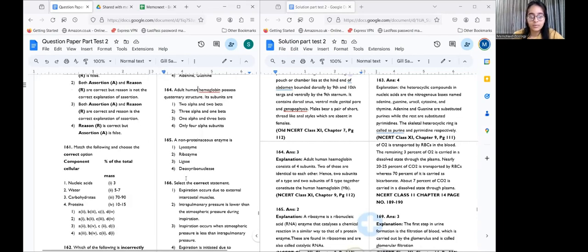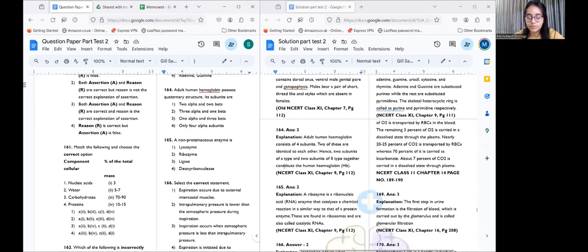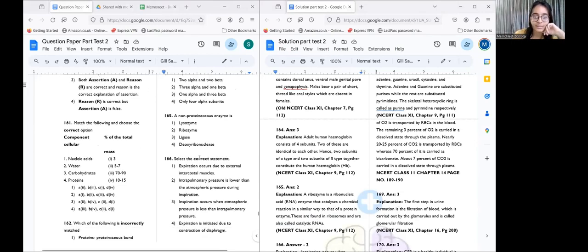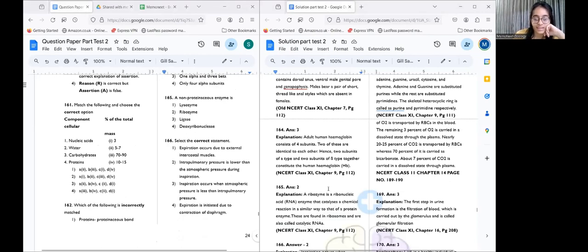Next option being 165, which is a non-proteinaceous enzyme is. So a ribosome or RNA enzyme that catalyzes a chemical reaction in a similar way to that of protein enzyme. Right, they are found in ribosome and also known as catalytic RNA. Okay, so the answer is ribozyme. Ribozyme, which is ribonucleic acid enzyme, right? So that's the answer.